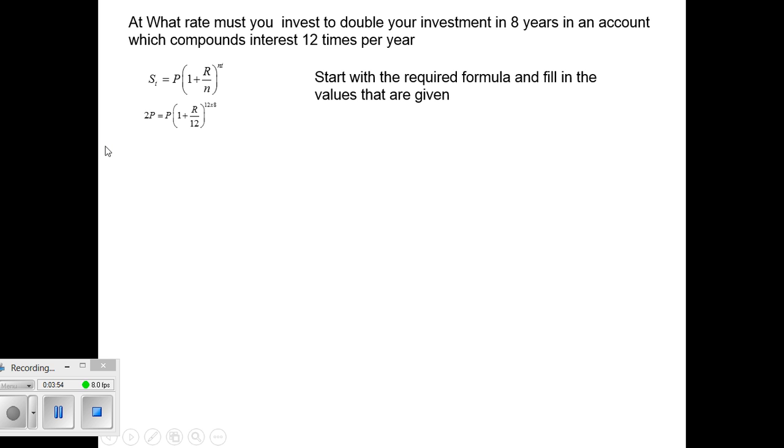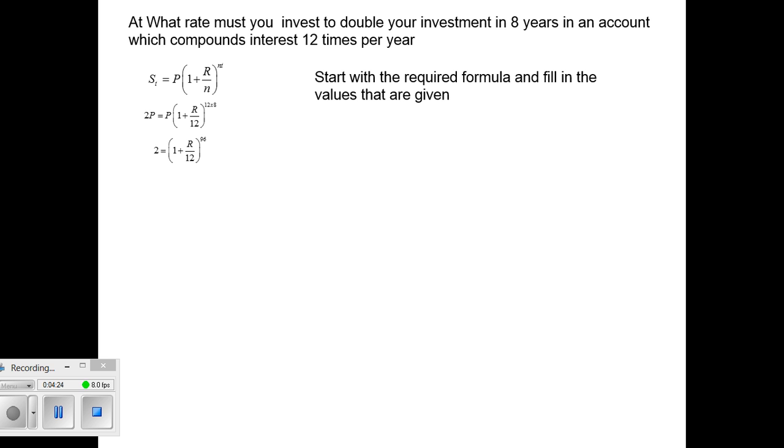So here we're filling in that which we have. Here's our formula. Again, we want to double our investment, so S sub t is 2p, where rate is what we're after. Compounding is 12 times per year for 8 years. So that's what we get. Our rate is the unknown. So here's our equation. Again, we're after r. Now, how do we solve this equation?